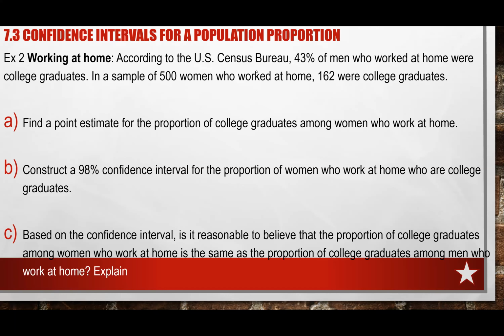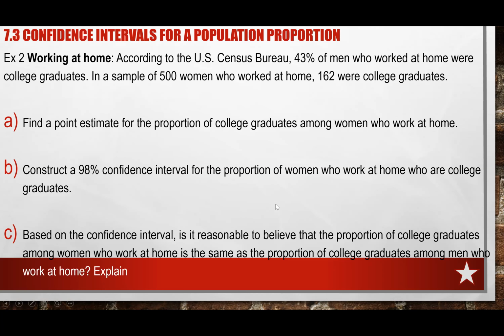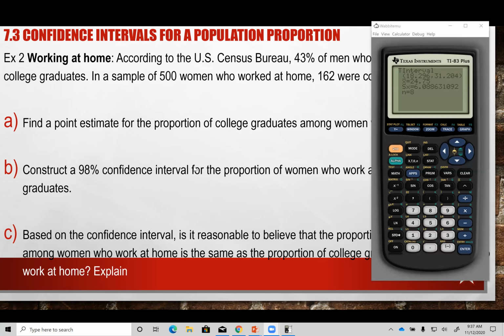The only thing they give us is the sample, and within that sample, how many people qualify for the description or the category that they give us. So we did this item, and they asked us to find a point estimator. I mentioned to you guys, the point estimator is basically you take the x divided by the n.